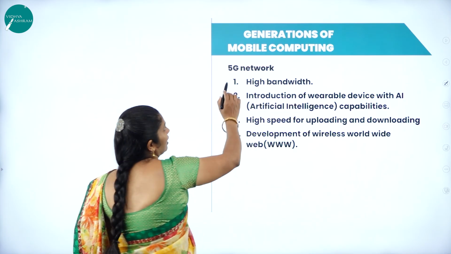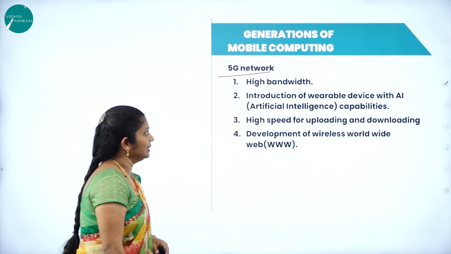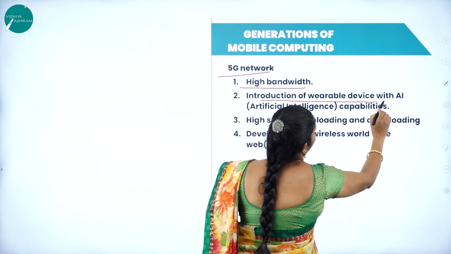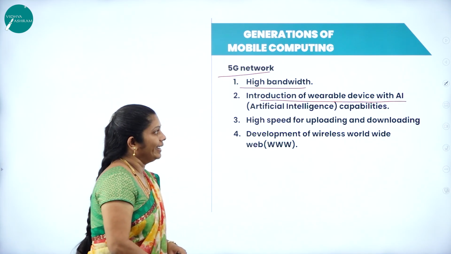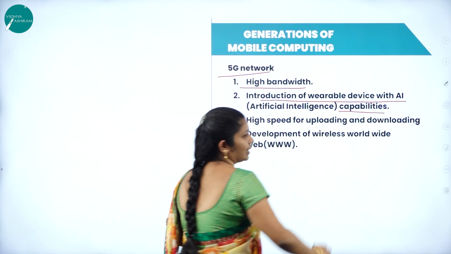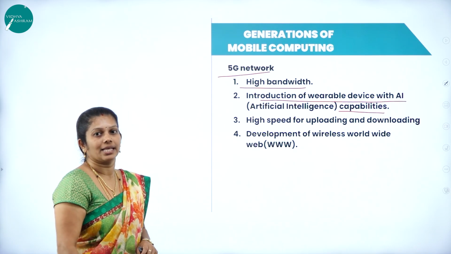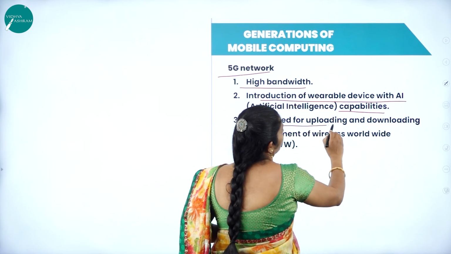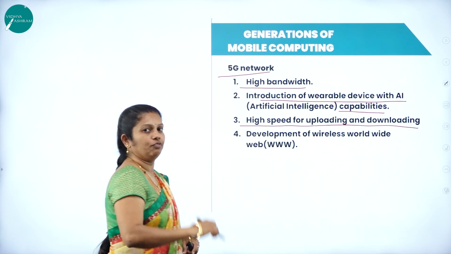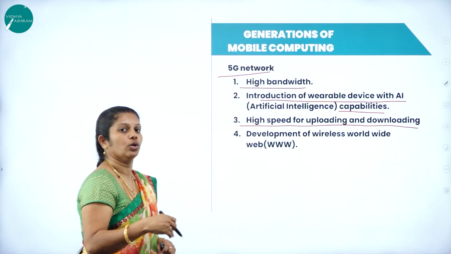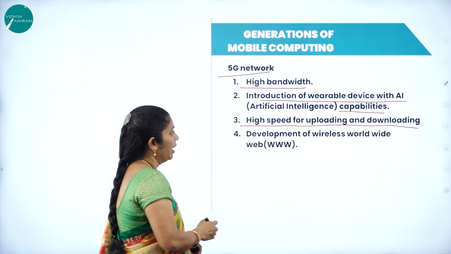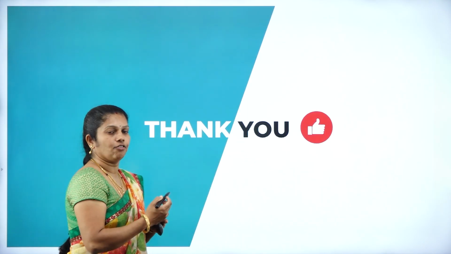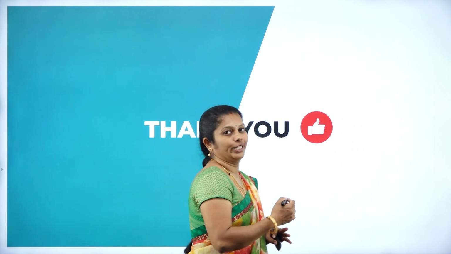Next, we will move on to the 5G network. The 5G network has high bandwidth, and introduces wearable devices with artificial intelligence capabilities. Artificially we can decide what is the next operation we have to perform. Then there is high speed for uploading and downloading. Within a few seconds, however much data we want, we can upload and download here. And development of a wireless World Wide Web is possible here. These are the few generations of networks we are getting.